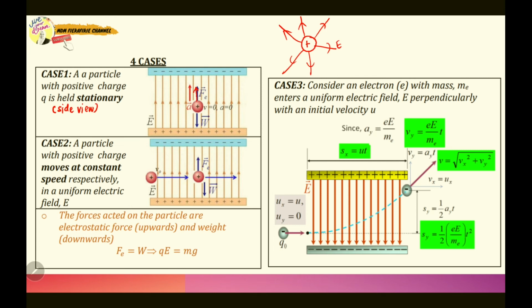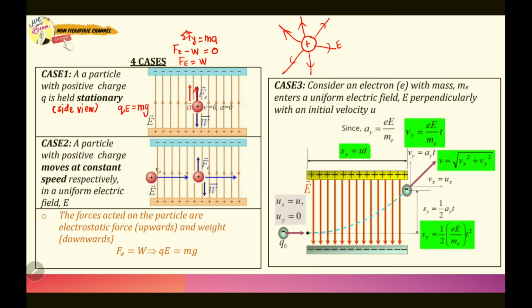When we write total Fy is equal to ma, since the charge is stationary and positioned in the electric field, we can write Fe, the electrostatic force, minus the weight, equal to 0. Therefore we get Fe is equal to W, where Fe is equal to QE and W is equal to mg. And look at case 2.